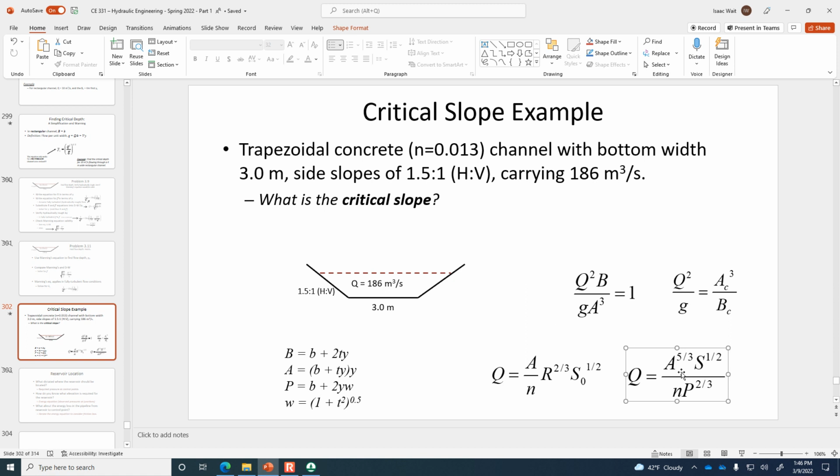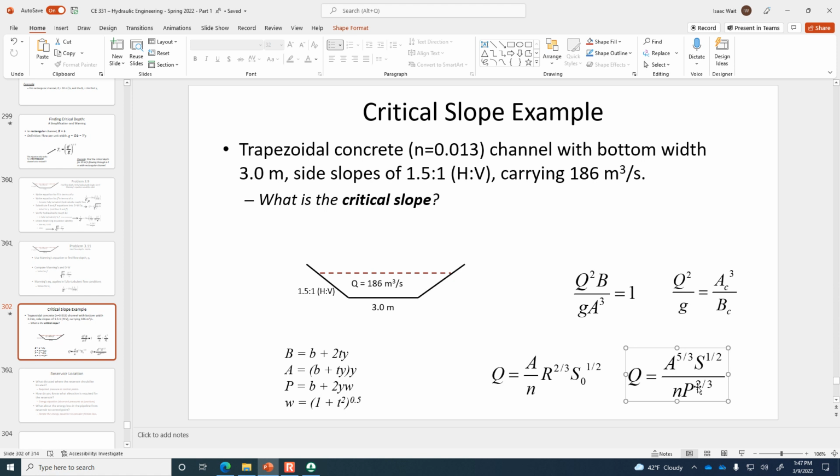Now, you can rearrange Manning's equation to solve for slope. So if we rearrange Manning's equation to solve for slope, then S is N times Q divided by area times hydraulic radius to the 2/3 power, all to the power of 2. Or if we use this approach, it would be Q times N times P to the 2/3 divided by area to the 5/3, and then square all of that.